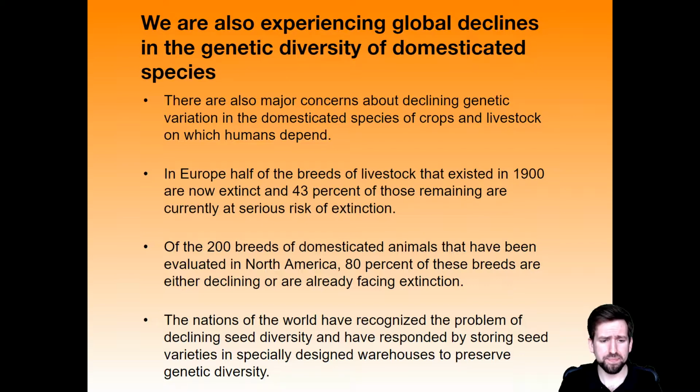Not so good. The nations of the world have recognized the problem of declining seed diversity and have responded by storing seed varieties in specially designed warehouses to preserve genetic diversity. They actually have a warehouse with, I believe, 700,000 different seeds that they're preserving just in case anything goes wrong. But as we saw with the monocropping from the agricultural chapters, we are changing our crops to be only one genotype, and that can again lead to some of these issues with disease.